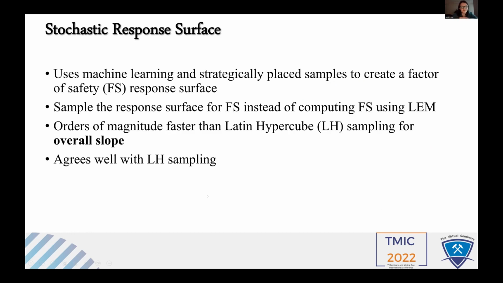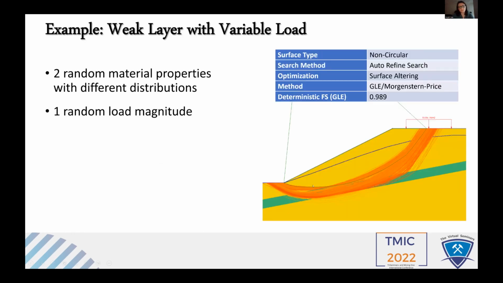Okay, so this will jump around very quickly. So the next topic is stochastic response surface. Stochastic response surface is one of the sampling methods you can use to get your samples from that distribution. It uses a primitive form of machine learning to create a factor of safety function. So the main advantage is that it gives you the probability of failure much faster than if you did it with Latin hypercube or Monte Carlo sampling. And this is best explained with an example, so I'll just dive right into an example.